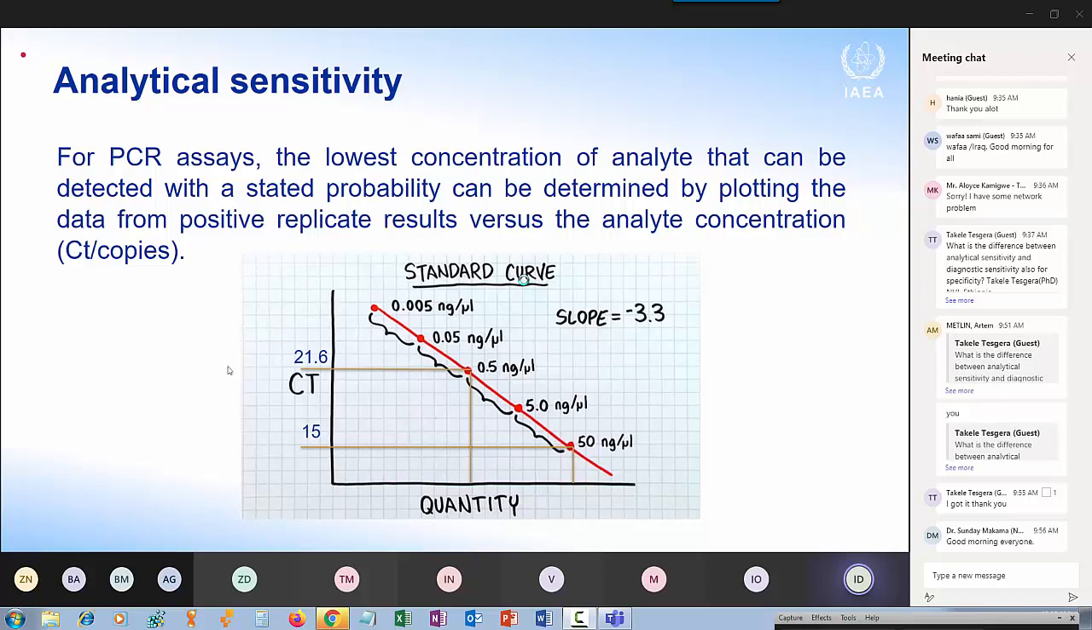That's plotting. The plot will give us the different CT values for different concentrations. For example, if the sample with 50 nanograms per microliter gives us a CT value of 15, and this is the perfect experiment with a slope of minus 3.3, then the third sample, with a concentration of 0.5 nanograms per microliter, should give us a CT value around 21.6. This is in theory, or in an ideal situation.